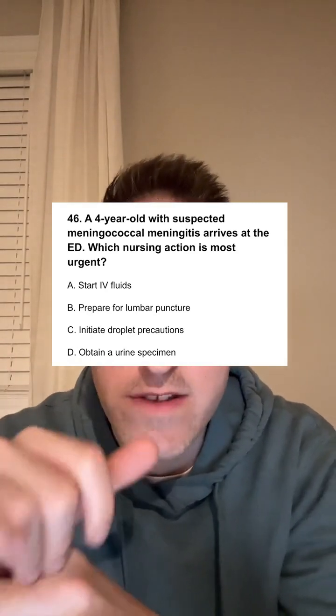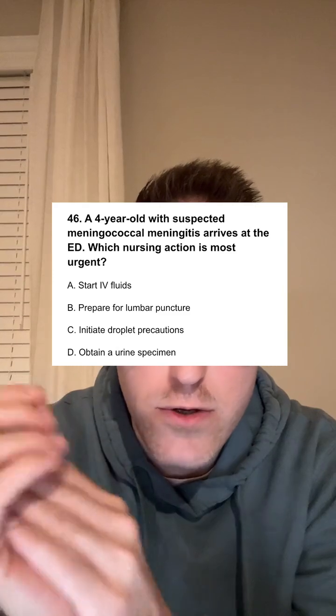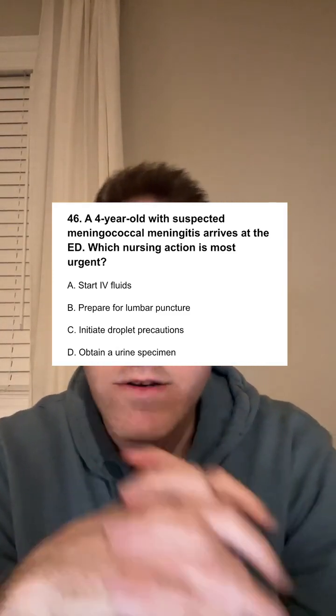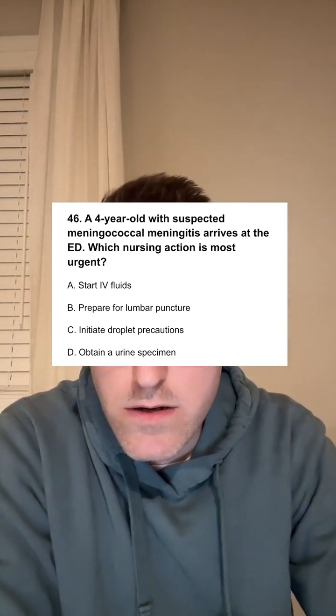46, a 4-year-old with suspected meningococcal meningitis arrives at the ED. Which nursing action is most urgent?